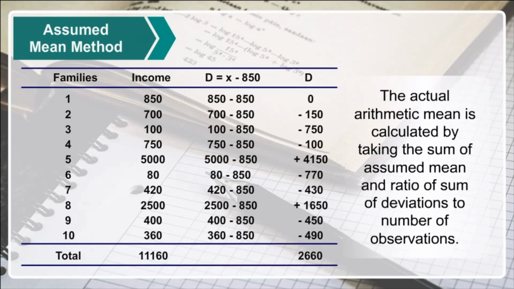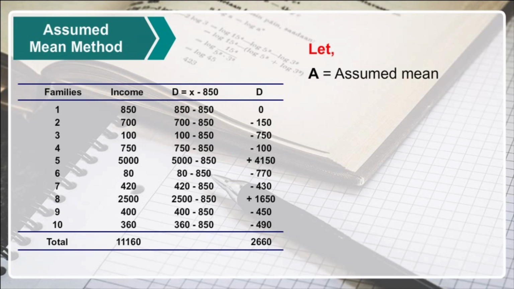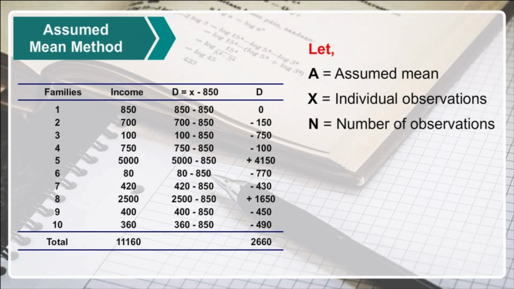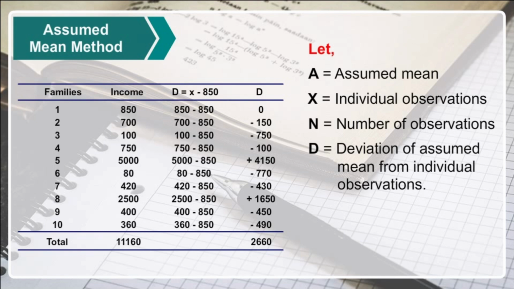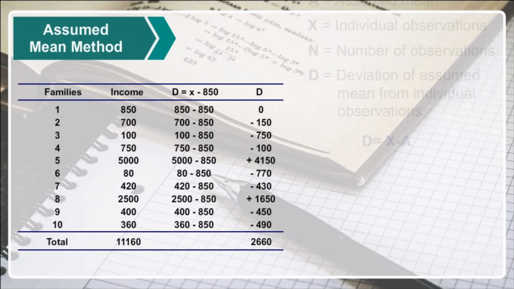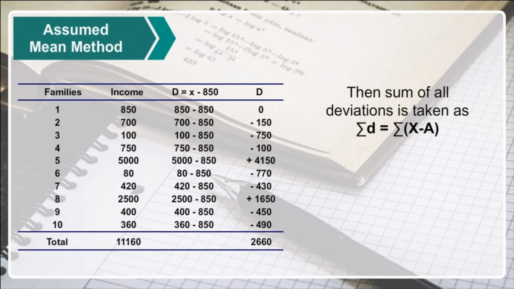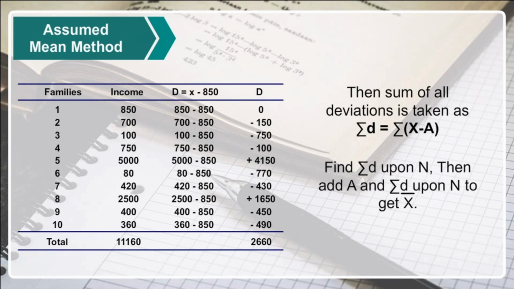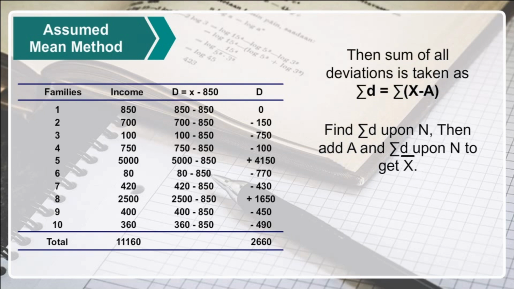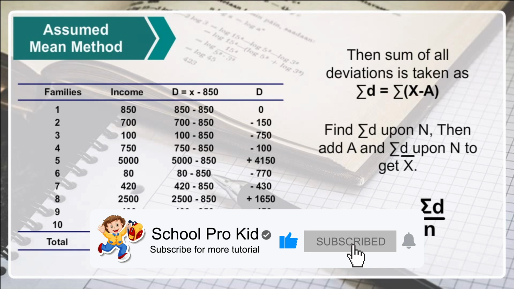The actual arithmetic mean is calculated by taking the sum of assumed mean and the ratio of sum of deviations to number of observations. Let A be the assumed mean, x the individual observations, n the number of observations, d the deviation of individual observations from assumed mean, that is, d is equal to x minus A. Then the sum of all deviations is summation d is equal to summation x minus A. Find summation d upon n. Then add A and summation d upon n to get x bar. Therefore, x bar is equal to A plus summation d upon n.